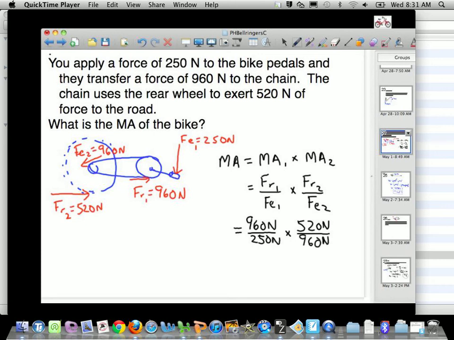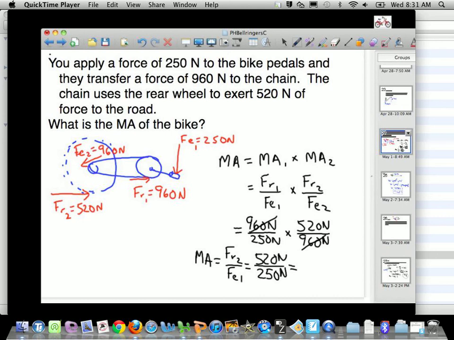Now notice what happens here. The resistance force on the first part cancels out with the effort force on the second part. They're both the same force, so the 960 newtons cancels out, and so you end up with the mechanical advantage is equal to the final resistance force, FR2, divided by the input force of your feet, the effort, which is FE1. That equals 520 newtons divided by 250 newtons.